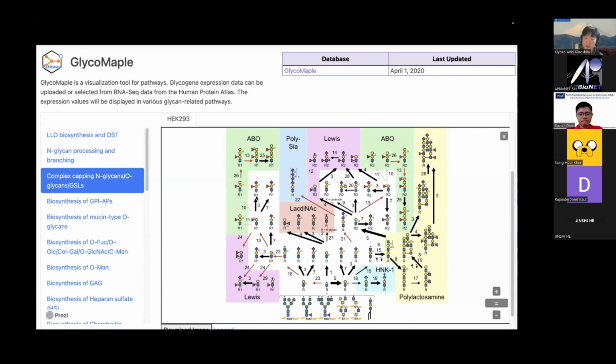Using this, you can estimate what kind of glycans you would find in the sample from which you extracted the RNA-seq data. In this way, you can also compare, for example, cancer samples against normal samples and see which enzymes are more highly expressed. Usually the Lewis structures might be more highly expressed, for example. So this is a nice tool to see, across all the different types of glycans possible, the different expression patterns and different glycans that you might expect.